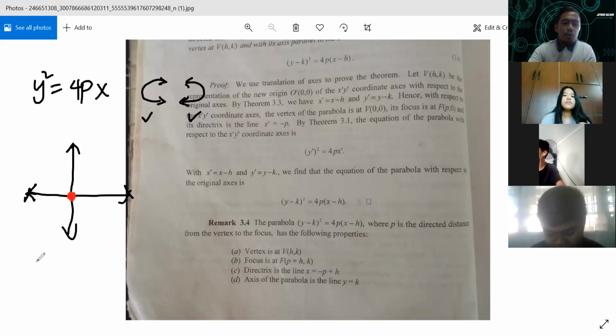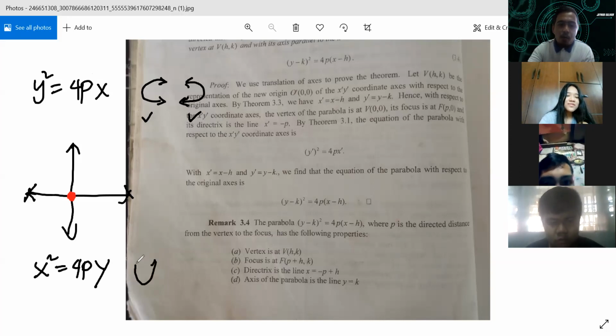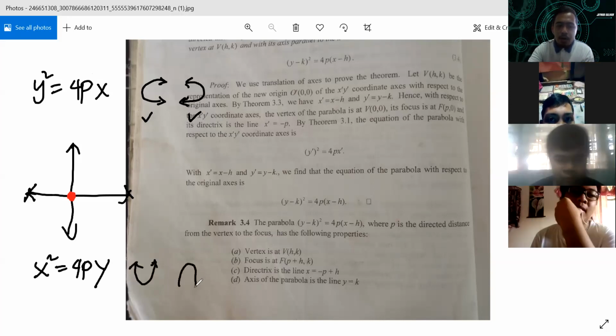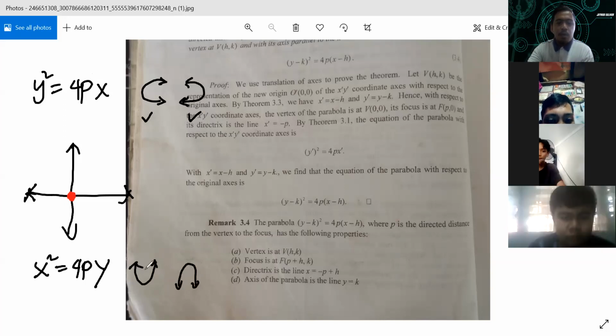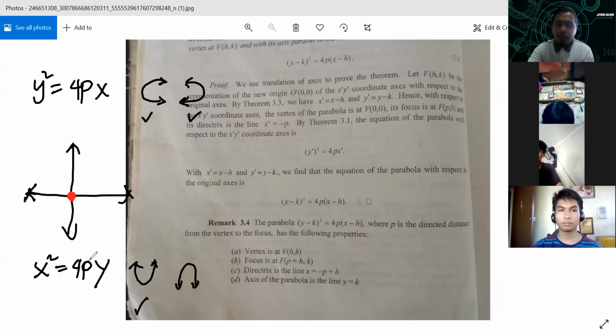Then the other form will be x squared equal to 4py. And this parabola is either opening upward or downward. It will be opening up if the value of the P here is positive, greater than 0. And if this P is less than 0, then it must be going down.